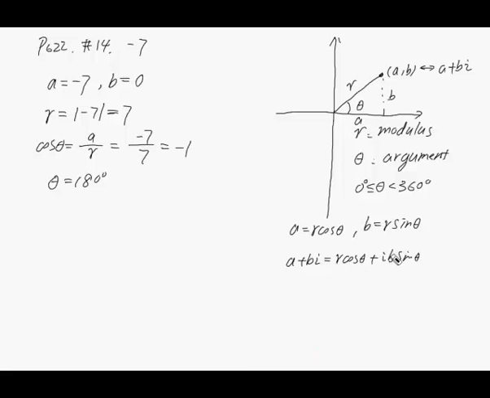Because this is i times b, and b is equal to r times sine theta. And then we factor out this r. So we have r times cosine theta plus i times sine theta. This is called the trigonometric form of this complex number. So this is the trig form.